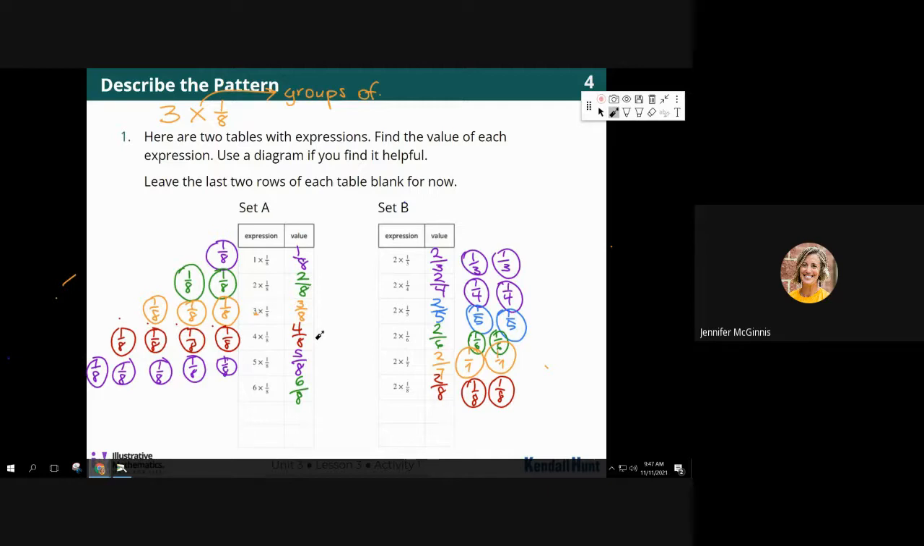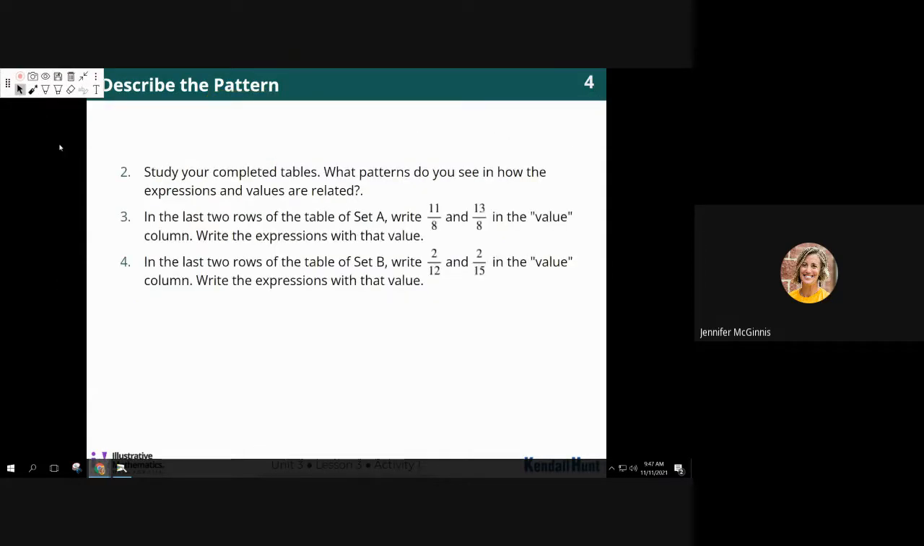Who in their group said the words groups of at one point or another in their conversation? You should have. I'm sure you did. In the last 2 rows of the table.